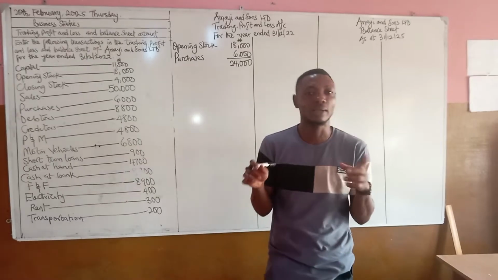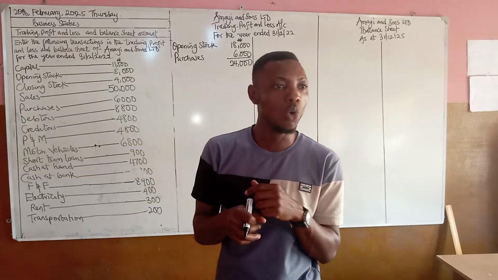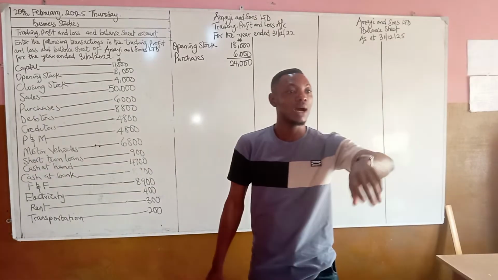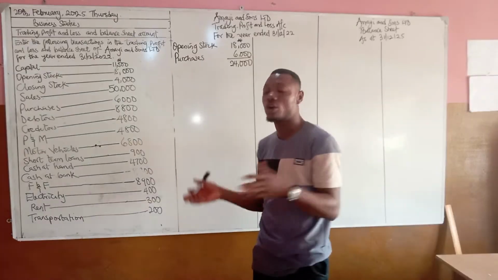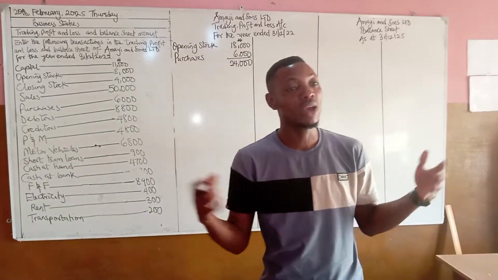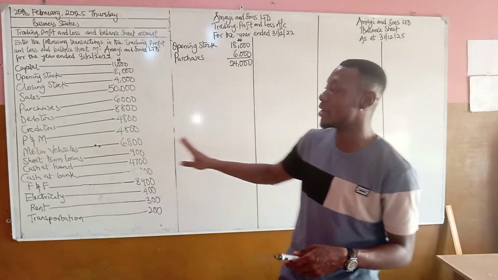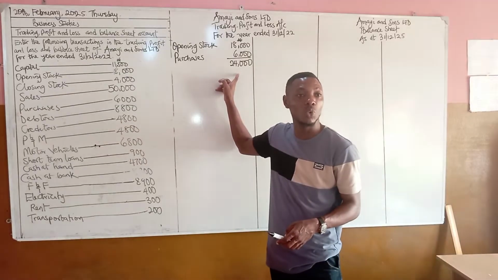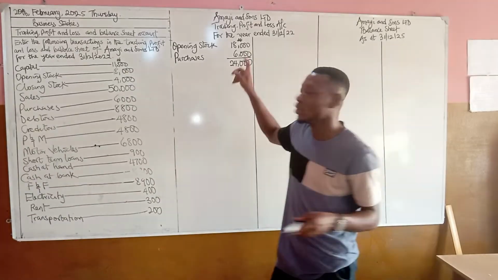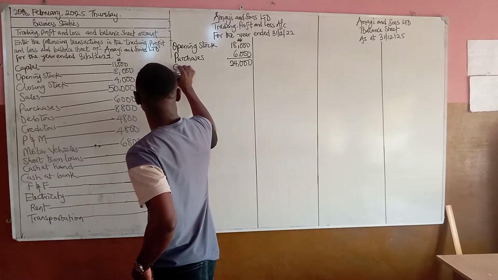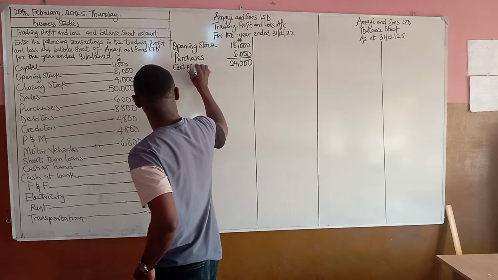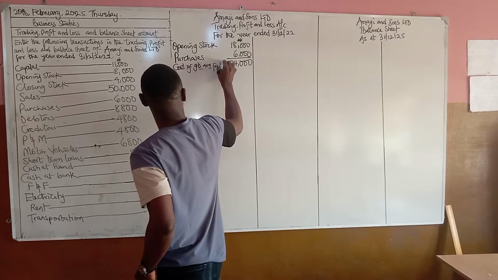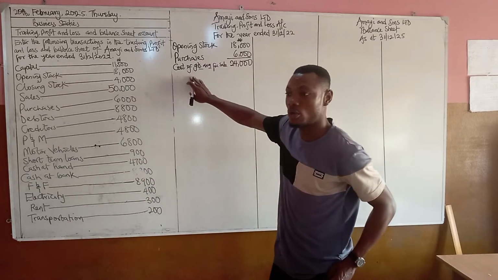Who remembers from the format? Yes, Iman? No. There's an item in particular we are supposed to subtract from this. Return outwards, which is the cost of goods that we return back to the supplier. Now, do we have return outwards here? No. So we don't have return outwards. That makes 24,000 what? So this becomes our cost of goods available for sale.